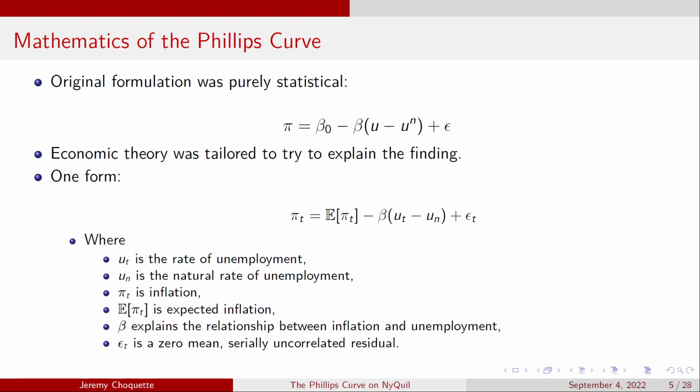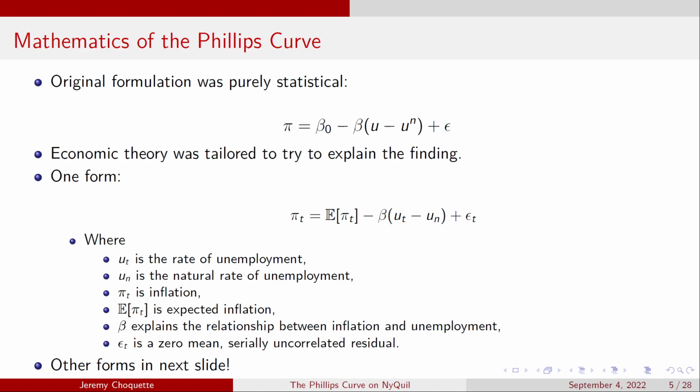And we have this epsilon, which is a zero mean serially uncorrelated residual. Now, in the interest of completeness and correctness, I included that term epsilon. However, we're not really going to be worried about it. So don't worry if you see an epsilon hanging around throughout this lecture. Just assume it's zero, and we can go on from there.